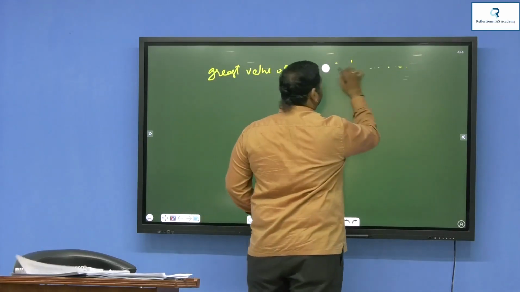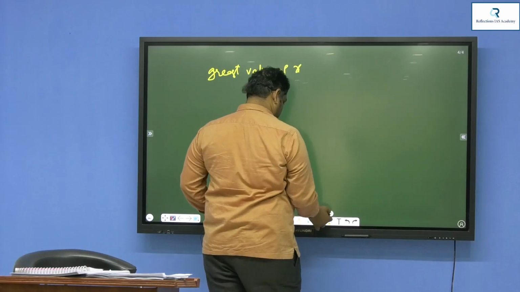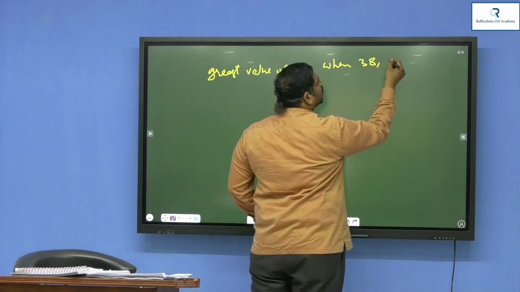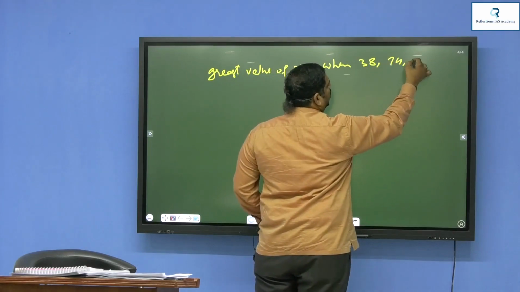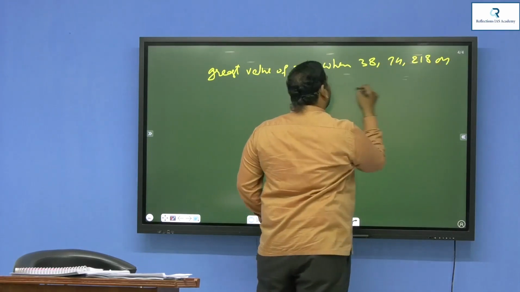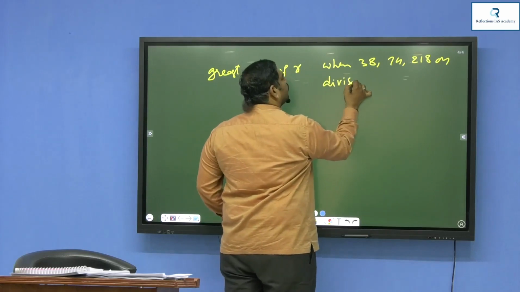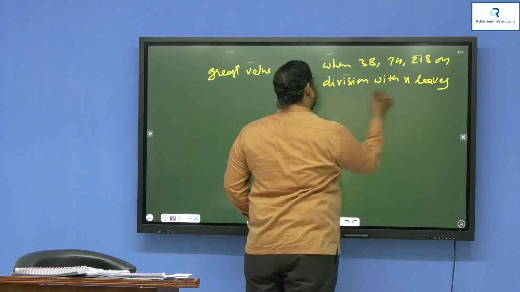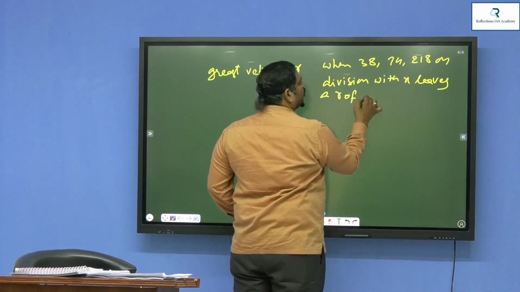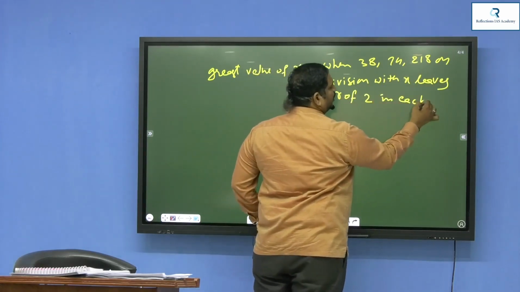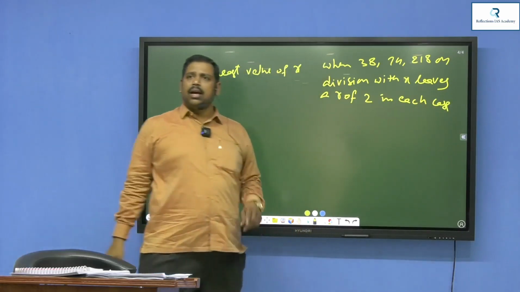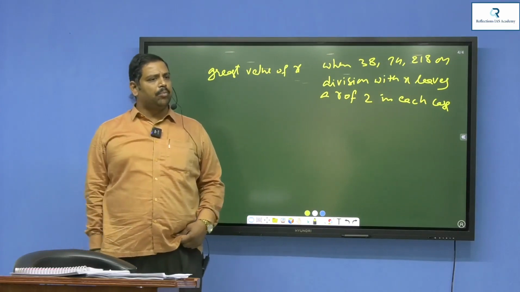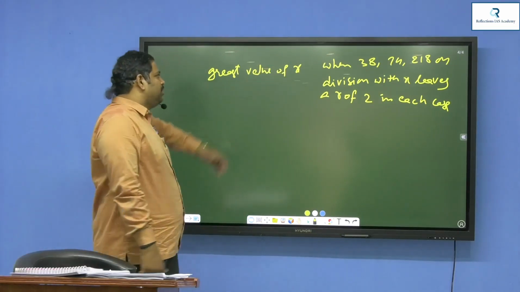Such that 38, 74 and 218 on division with x leave a remainder of 2 in each case. Earlier he said the same remainder; this time he is also specifying that remainder, right or wrong? Yes or no? What is the meaning of the statement here?